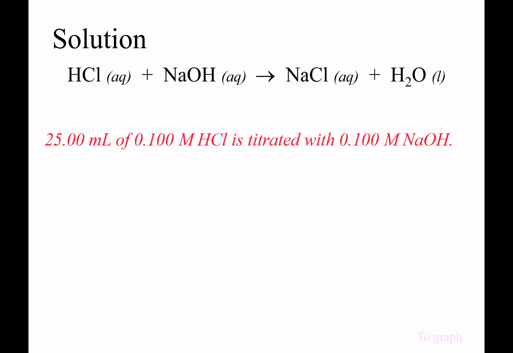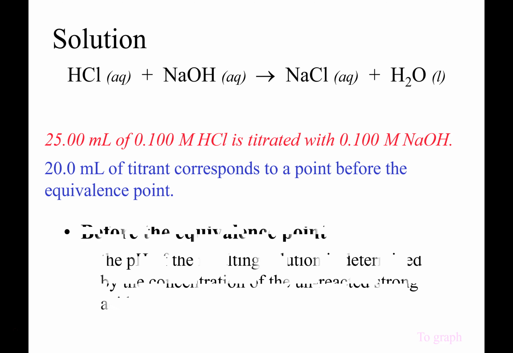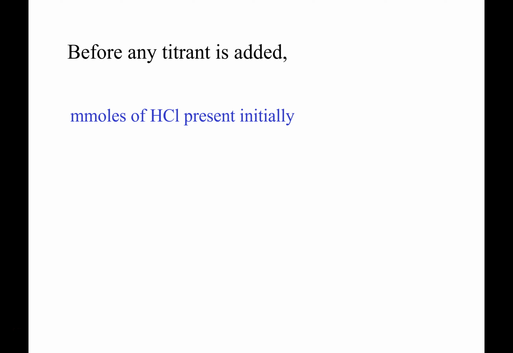So at 20 milliliters, you figure all of the NaOH that you've added has been consumed, and you have extra HCl. So that's what's going to be actually driving the pH, your extra HCl that hasn't been used up. Okay. So before the equivalence point, like I said, you just have extra HCl. So we need to, I call it kind of counting beans. So I'm going to change this to 20.